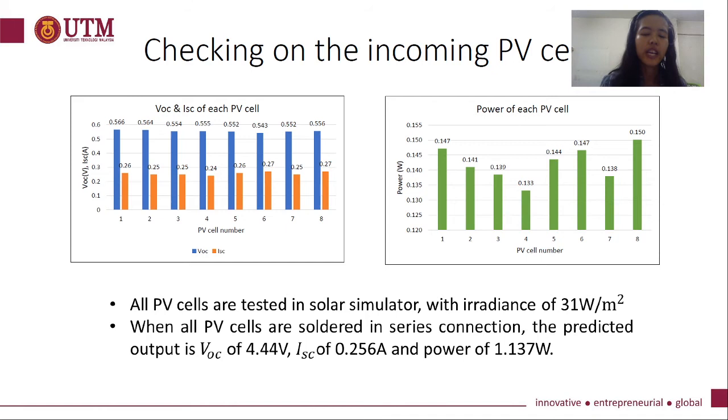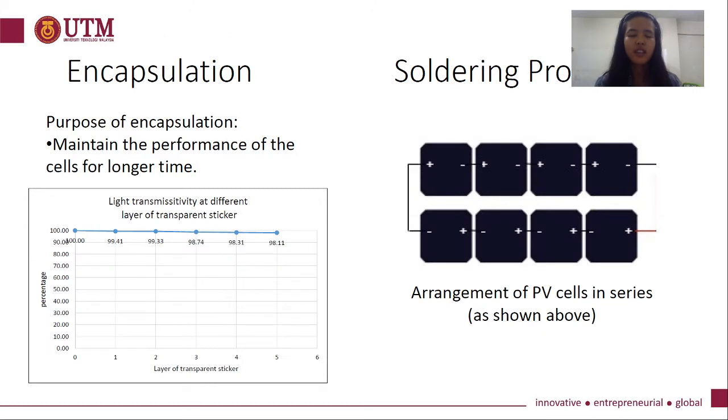So third, I do the checking on the incoming PV cell. When the PV cell is received, I receive the PV cell from overseas. So I do the checking on every cell to ensure that the performance is uniform and there is no defective cell. As you can see from the table, the result obtained is quite uniform, where there is no big gap difference. So therefore, I conclude that all PV cells are functioning well. Next, I do the encapsulation, whose purpose is to maintain the performance of the cell for a longer time.